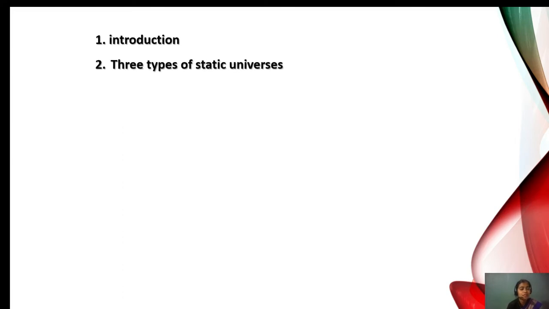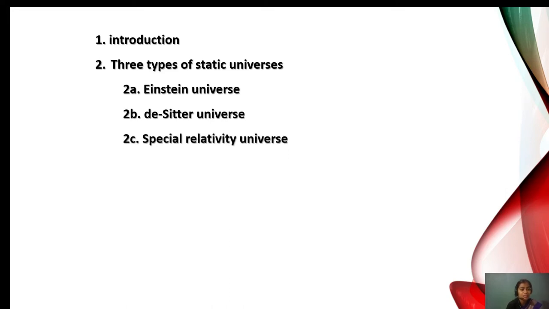Second will be the three types of static universe. The first is the Einstein universe, the second is the de Sitter universe, and the third is the special relativity universe. All three types are contained in the static universe. This static universe is generally defined in three forms: Einstein, de Sitter, and special relativity.